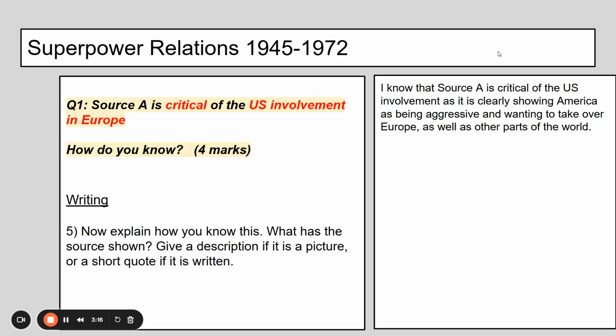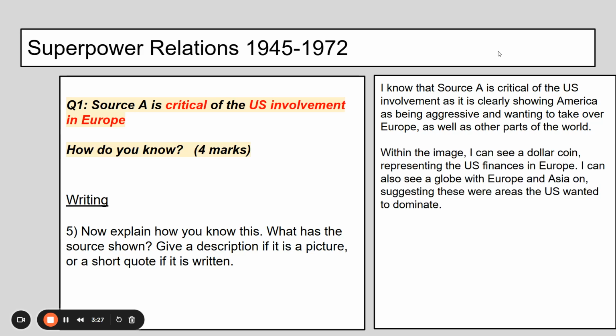Then I need to develop this answer. How do I know this? How can I prove this? What's the source showing me? Give a description of what you can see if it's a picture. If it's a written source, give short quotes. So here, within the image, I can see a dollar coin representing US finances in Europe. I can also see a globe with Europe and Asia on it to suggest these were areas the US wanted to dominate.